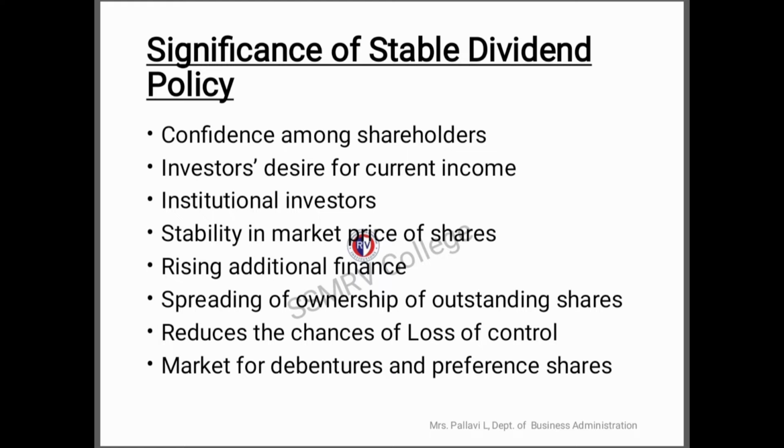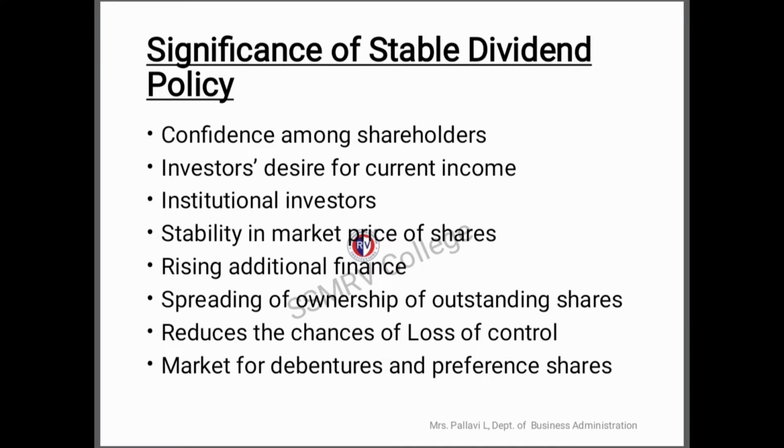That is the current amount. Many investors, especially like retired people, they want some income to meet their day to day expenses, right? So they get some regular amount, they are happy. It also benefits the institutional investors. Guys, you know what? Investments are made not only by the individuals but also by some institutions, and even institutions prefer regular dividend payments. And the next point is stability in market price of shares.